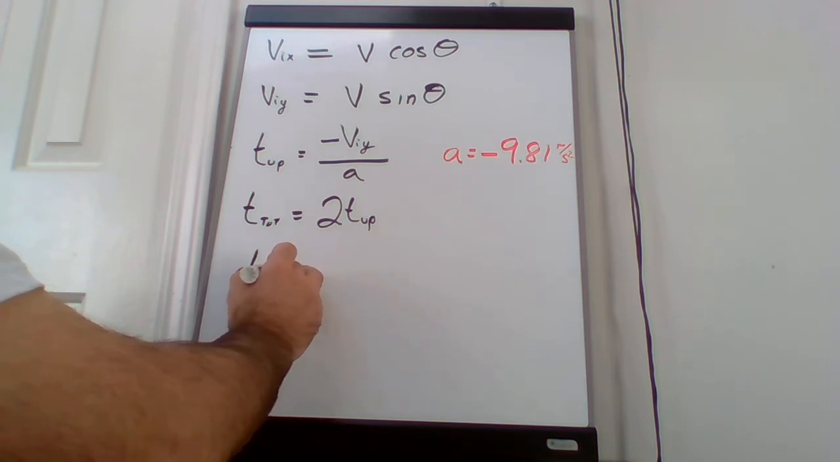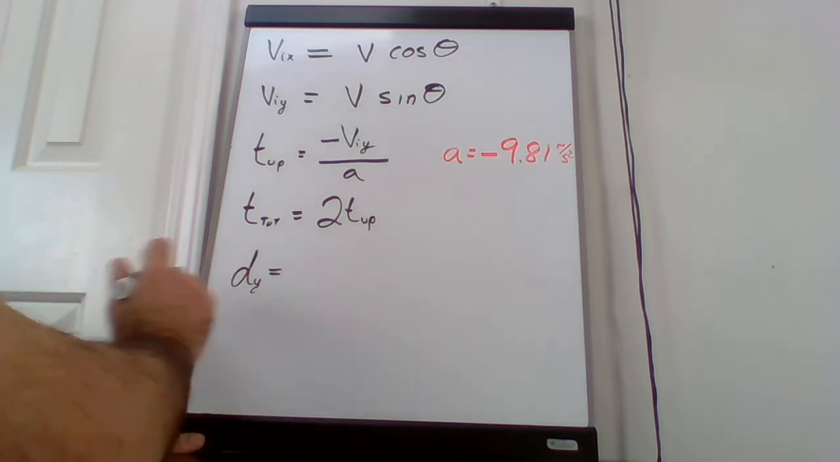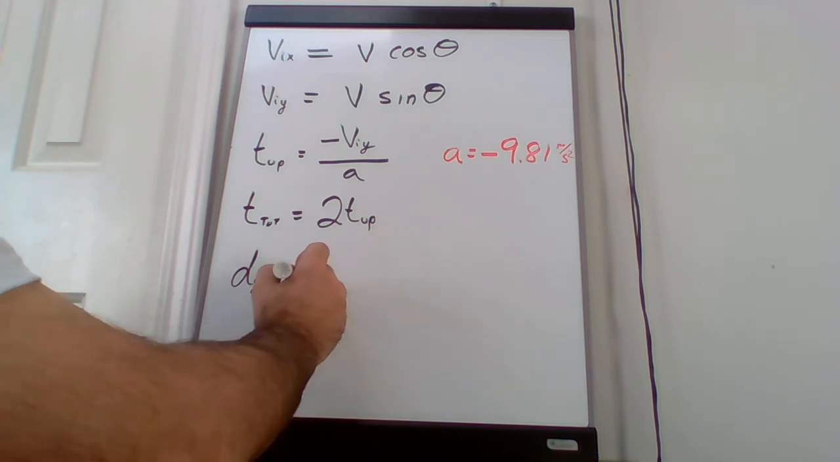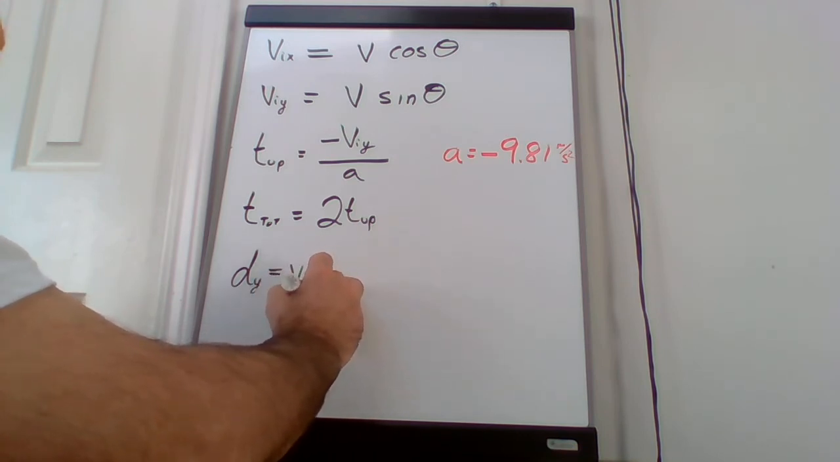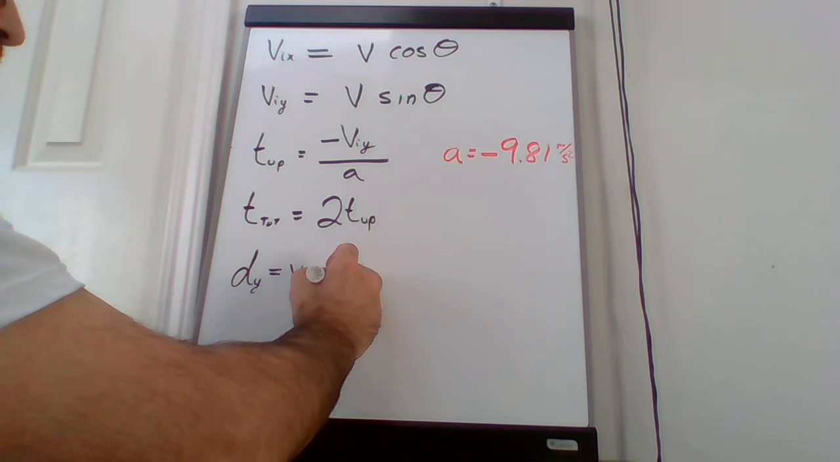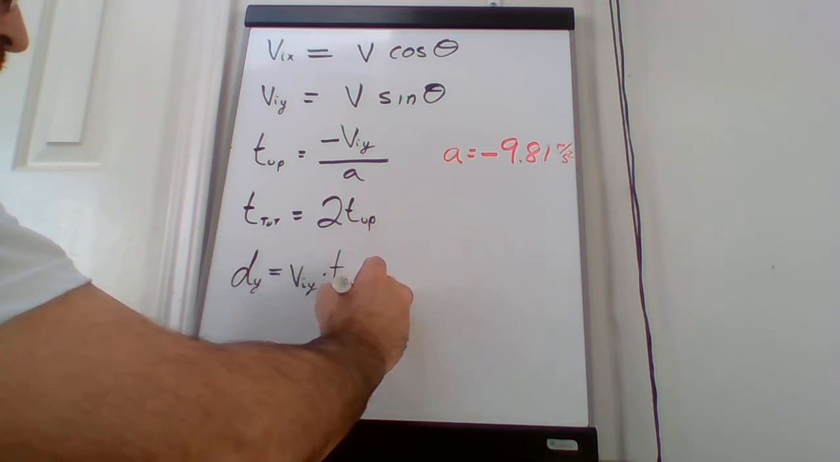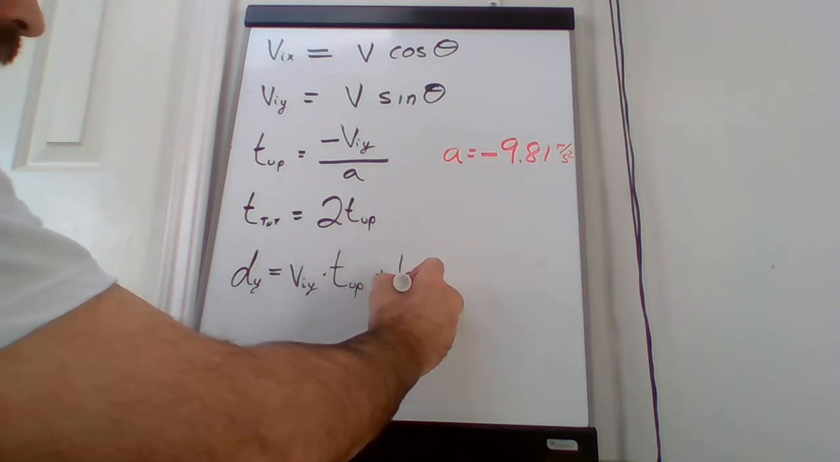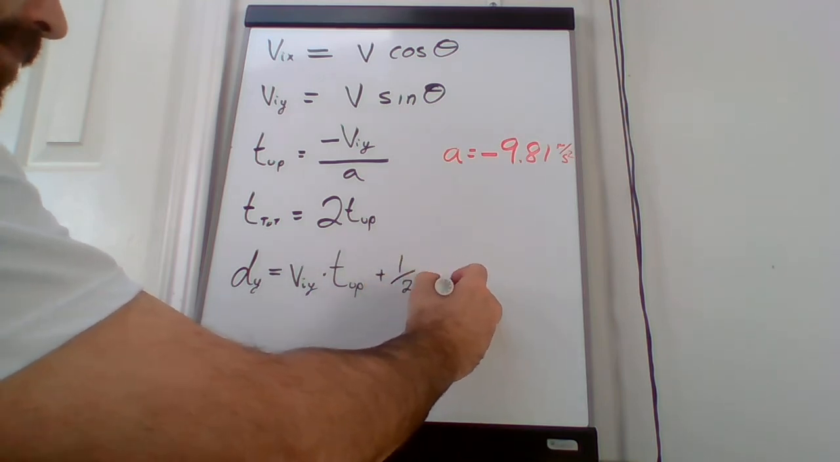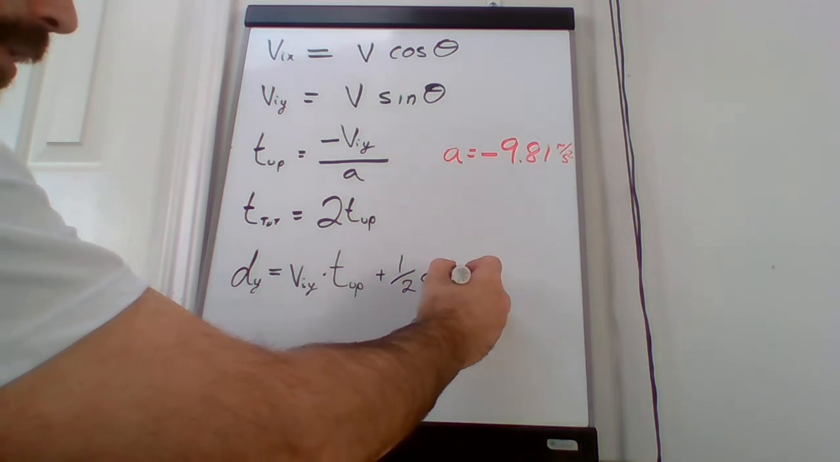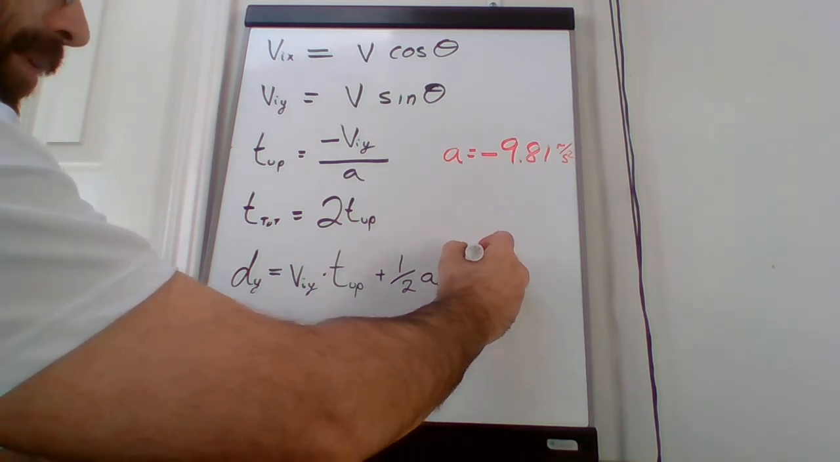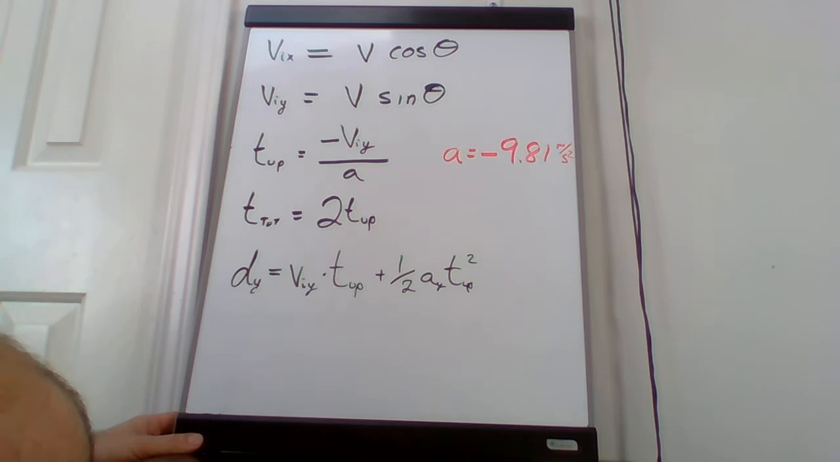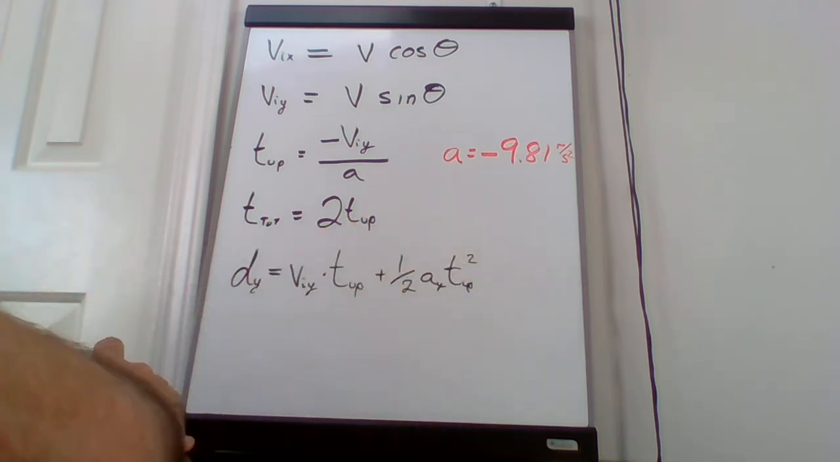Our dy, our maximum height, is that Viy multiplied by the time up, plus 1/2 A in the y direction times t up squared. Just remember that A is negative, so this whole piece here will be a subtraction.